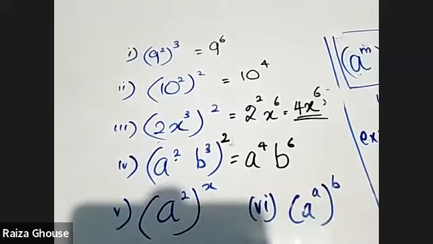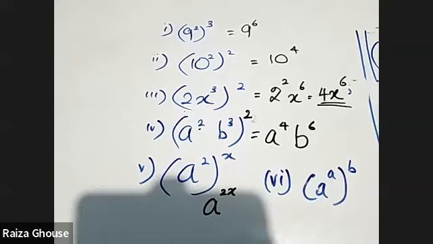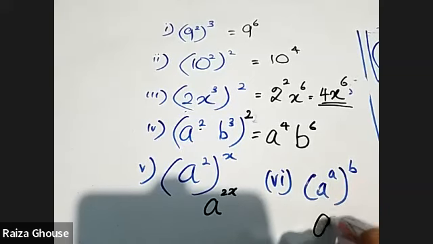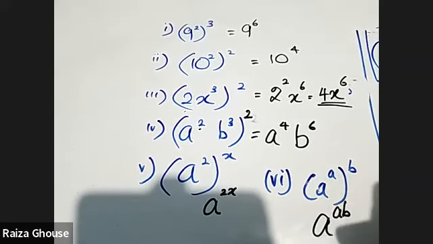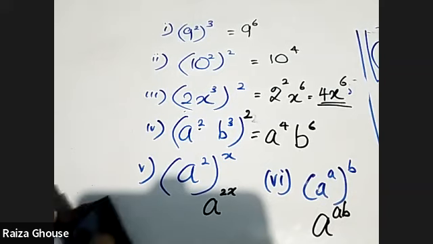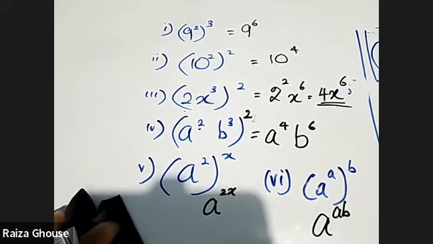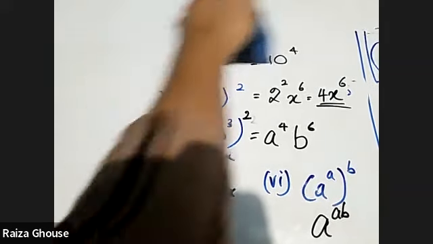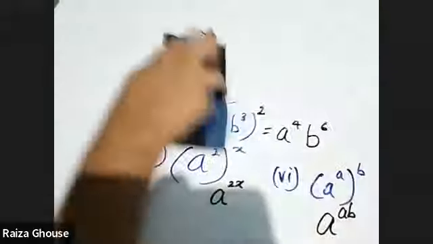Fifth one's answer, who can tell me? A to the power 2x. Very good. Last one, A to the power AB. Right. Is this part clear now? Yeah, clear? Right. We'll go to the next one. Write down law 4. Law 4. Fourth law.